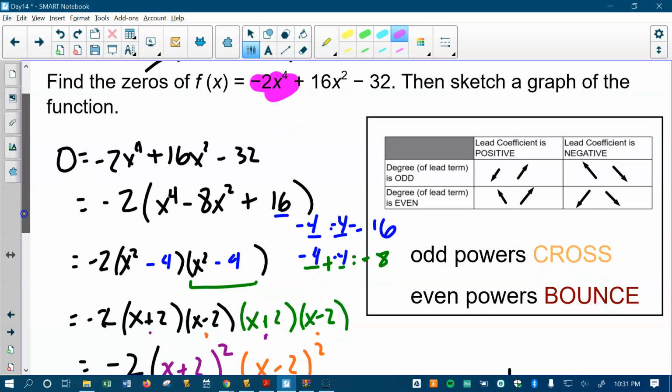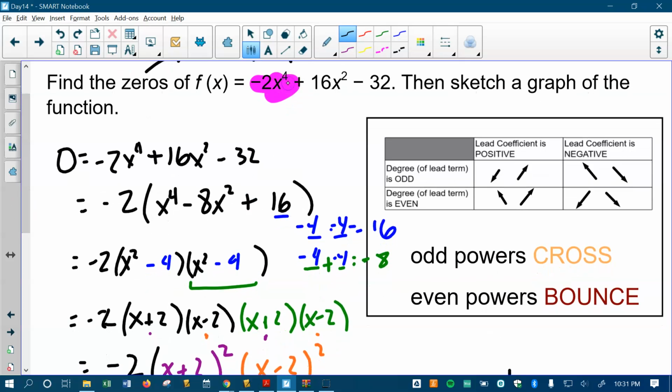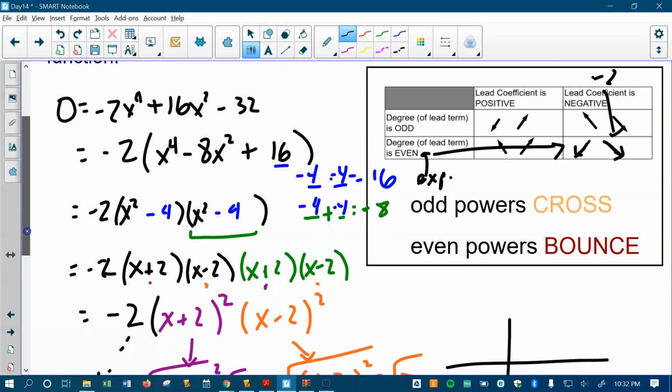That's my lead term. And the way it works with this table here, I have all the table that you need here. The negative 2 is the lead coefficient. The 2 is negative. So it's going to be one of these two. I look at the degree, the exponent. If you didn't know what degree is, it's the exponent. The exponent is even, and the lead coefficient is negative, so I have these arms pointing down. Okay, that's my end behavior.